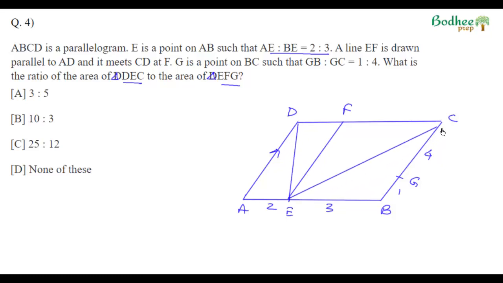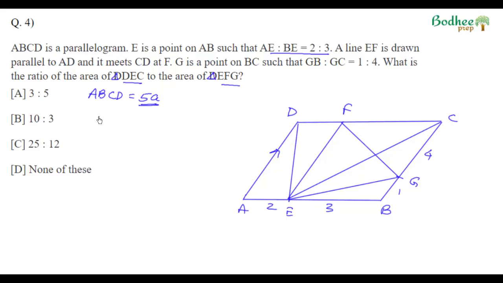DEC and EFG. So these need to be joined, right? Like this. Now let us assume that the area of the parallelogram ABCD is equal to 5A. The reason I am considering 5A is that the ratios are 2 is to 3, so 2 plus 3 is 5, and here also 1 plus 4 is 5. So it is likely that 5A will be divisible by some of the terms which we'll be using later. So this is my assumption, right?